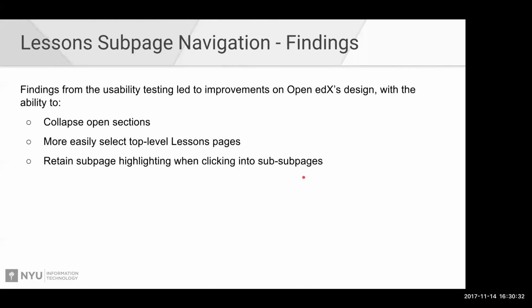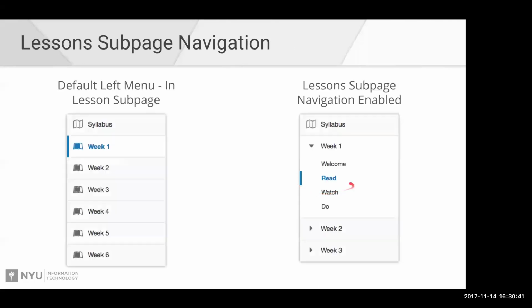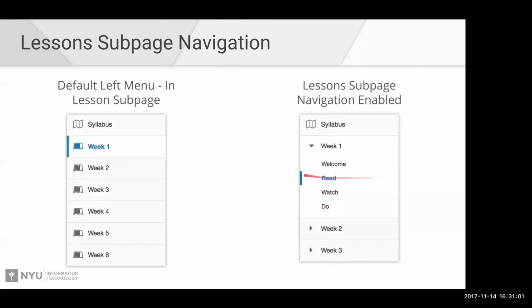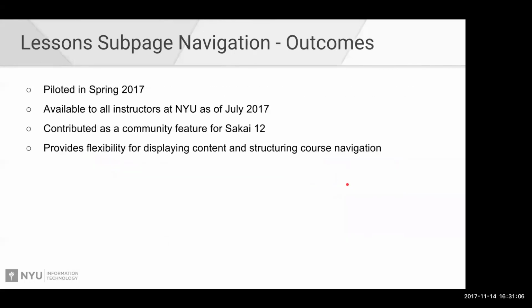And we wanted to make it easier to select top-level lessons pages so that you get a better sense when you can see here that you have a subpage, but this is the top-level page. So we wanted to make that easier to see. So you get a little arrow indicator that you can click on, and that takes you to the top-level page more easily. And we wanted to retain subpage highlighting when clicking into subpages. So if you were in a subpage of read, you'd more easily be able to tell where you are based off of that.